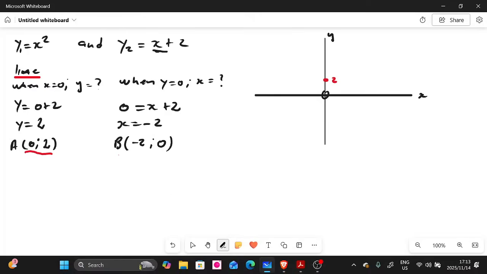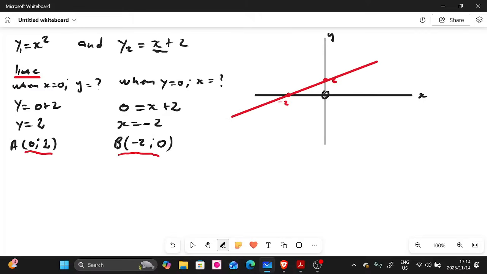Okay, let's look at point B. Point B, it says when x is -2, y is 0. Y is 0 on the x-axis, and -2 can be somewhere there on the x-axis, right? You have 2 points. Now it's time for you to connect the dots. So let's connect the dots. It's very simple. Like I said, people, there we go.